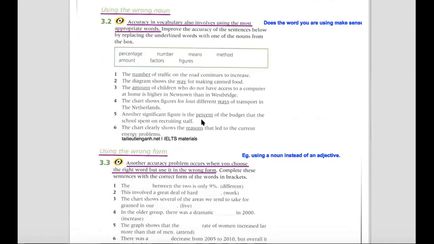In this one, you're going to have a look at using the correct words. So I'd like you to go through these. You have number 1 to 6. You need to take the word that's underlined and replace it with the correct word. Sometimes we use the wrong word that's not really accurate for that part of the sentence.